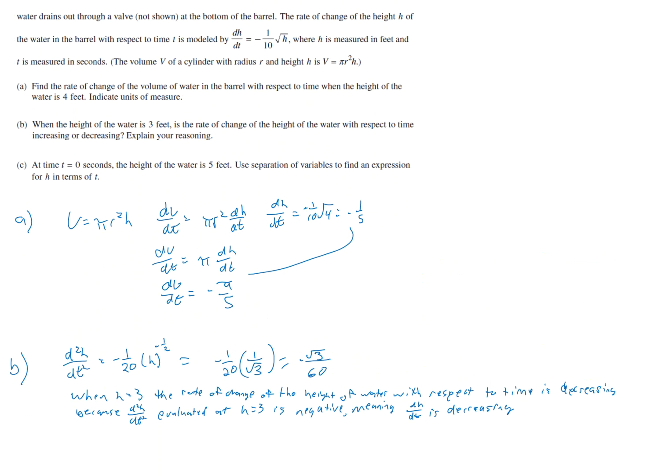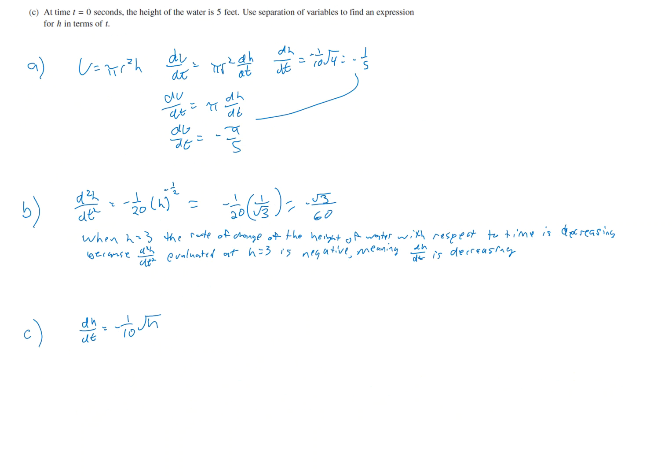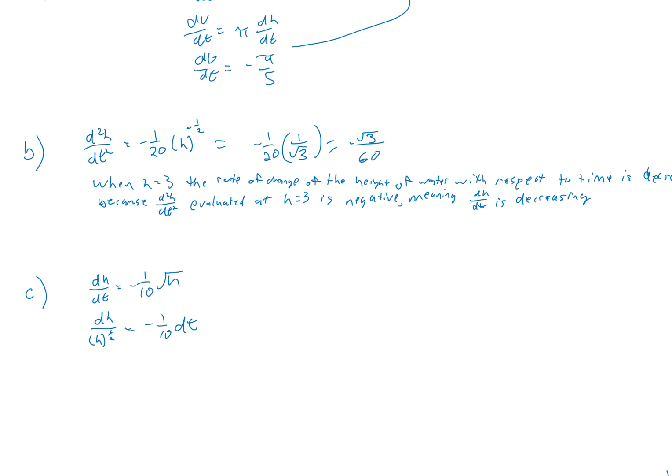And now for part C, we need to look at time 0 when the height of the water is 5 feet, and separate the variables to find an equation for h. So the first step is to write down the dh/dt equation. The next step is to separate the variables, and then take the integral of both sides of the equation.